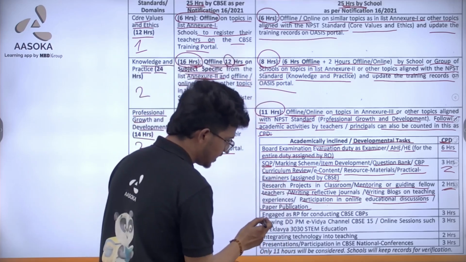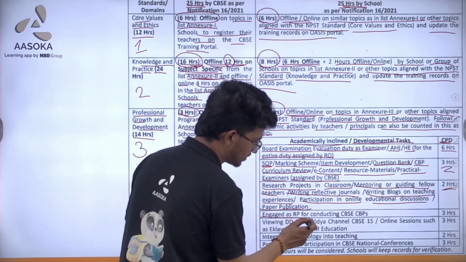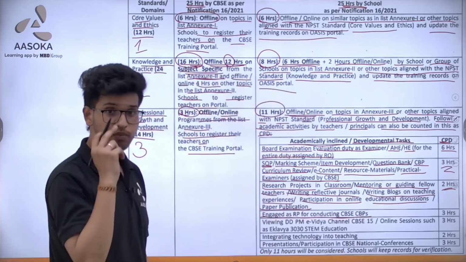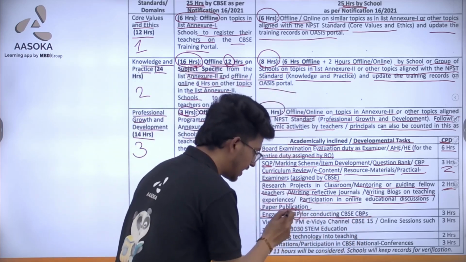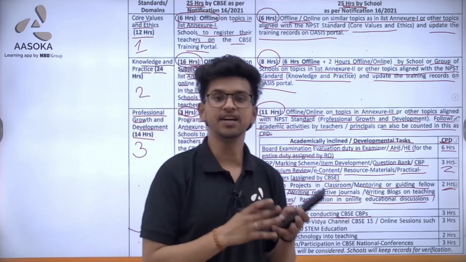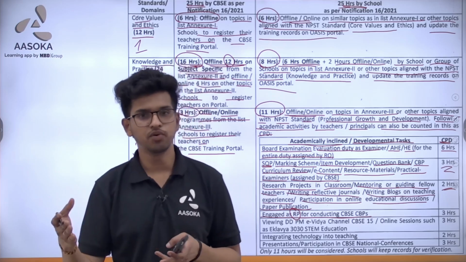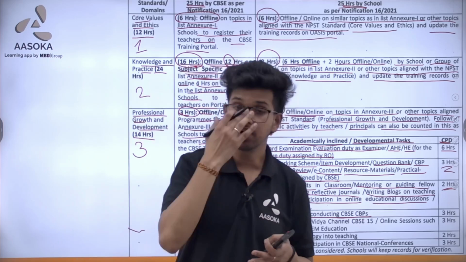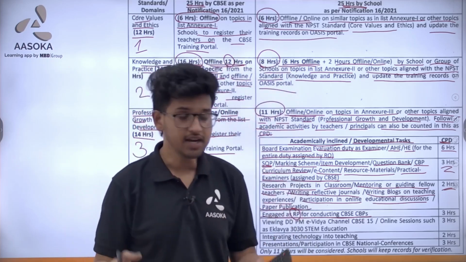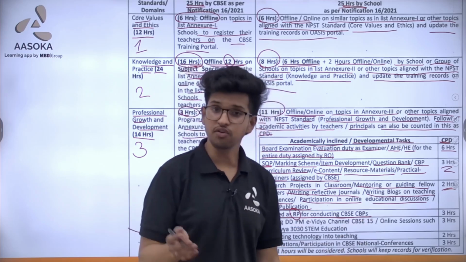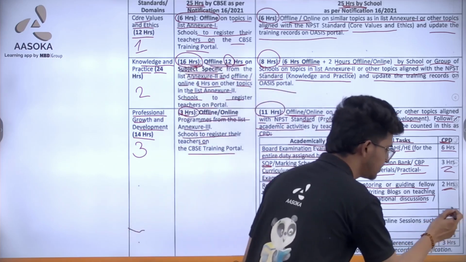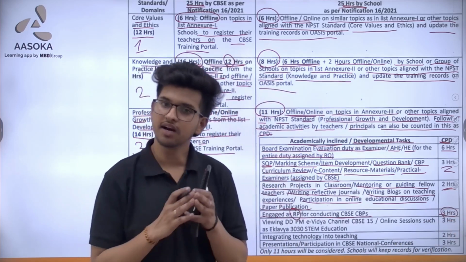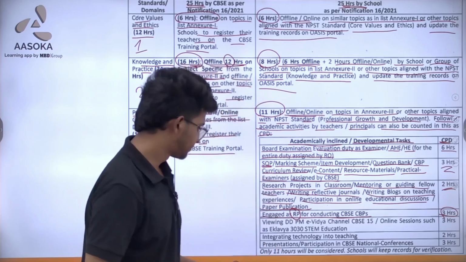Next, if you are engaged as a resource person for conducting CBSE CBPs, capacity building programs, let's say you attended a TOT program. Now as a resource person, you are going to conduct different kinds of trainings, here for example CBP. So if you are giving your 3 hours in that, you will be getting the certifications again for the same thing. So you are completing your 3 hours in that.